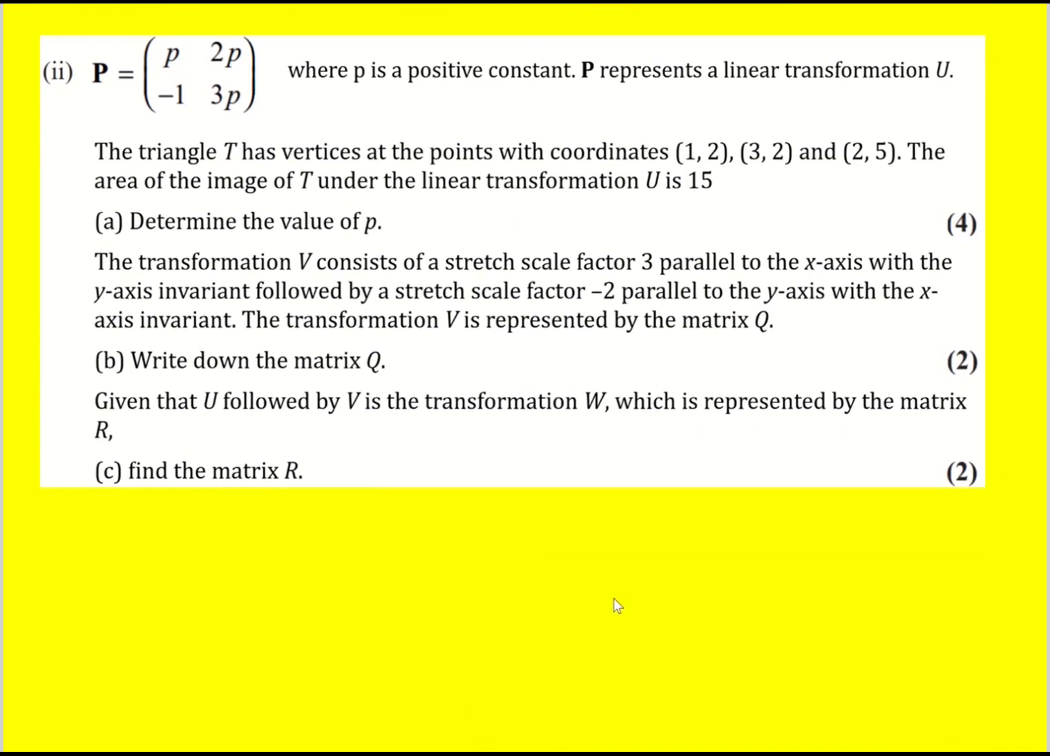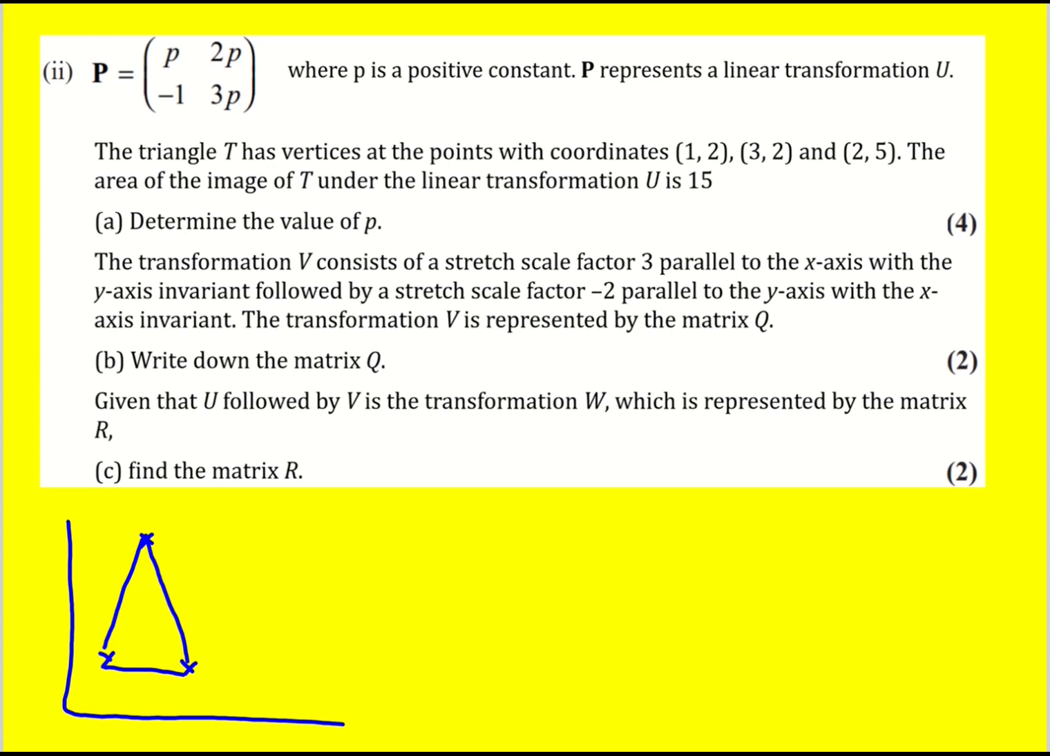So now we're given a matrix P. This represents another linear transformation. Then we're told that the triangle T has vertices, and I'm going to sketch this out, at 1, 2, at 3, 2, and then at 2, 5. Then we're told that the area of the image of T under this linear transformation is 15. And we're asked to determine the value of P.